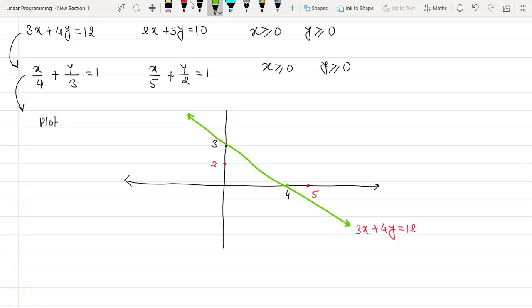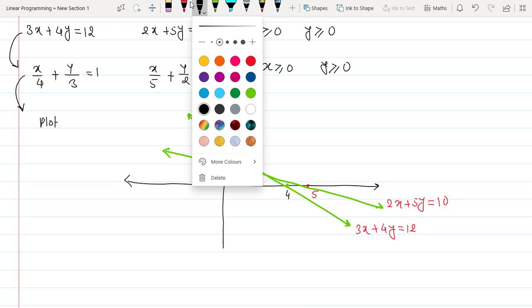Let's draw the line passing through these 2 points. Perfect. Okay, so write down the equation, which is nothing but 2x plus 5y equals 10. Now give me the common region, or let's have the common region first.